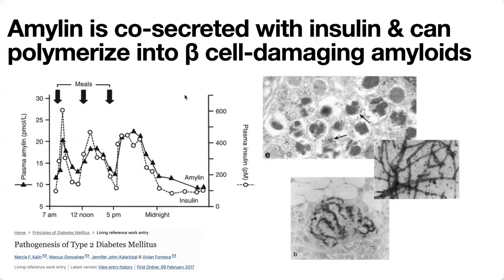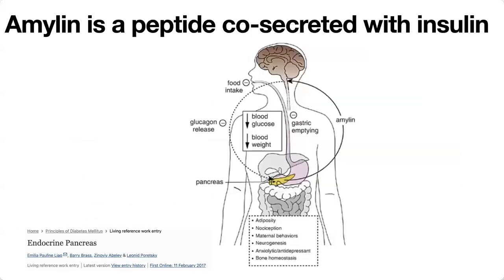what can happen is it can actually polymerize into these fibrils. So these long chains that can then form these clumpy things called amyloids. That can then build up and destroy the pancreatic beta cells, or if not fully destroy them, at least damage them. So you might think that this amylin is all bad, but amylin is actually good in some cases too.